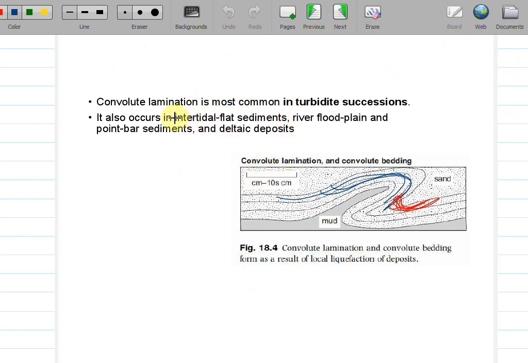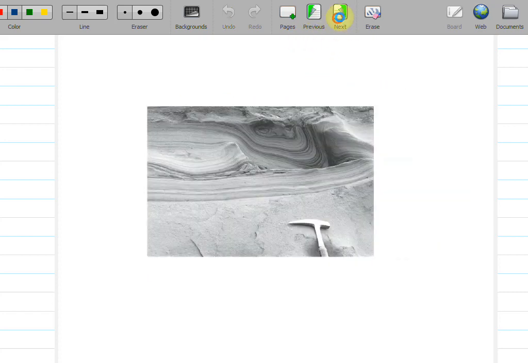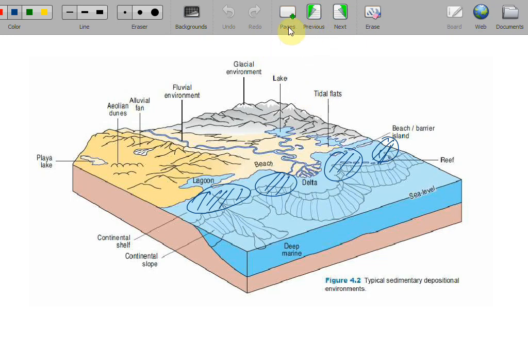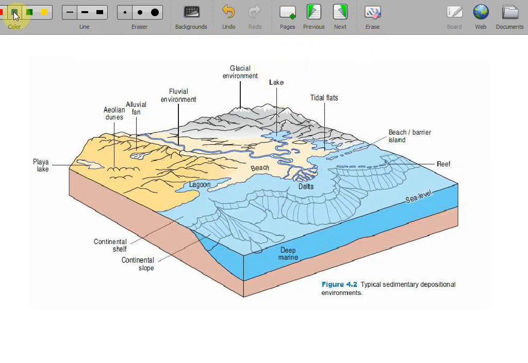Now the convolute lamination, you have to remember, is that they are most common in turbidite succession, okay. Turbidite succession आपको पता है, we have discussed turbidite succession in the previous lectures, ठीक है, जहाँ पे क्या होता है basically, if I move you back to this region, so here you can see the underground canyon, the submarine canyon, and here is basically your avalanche which is happening in the submarine region.